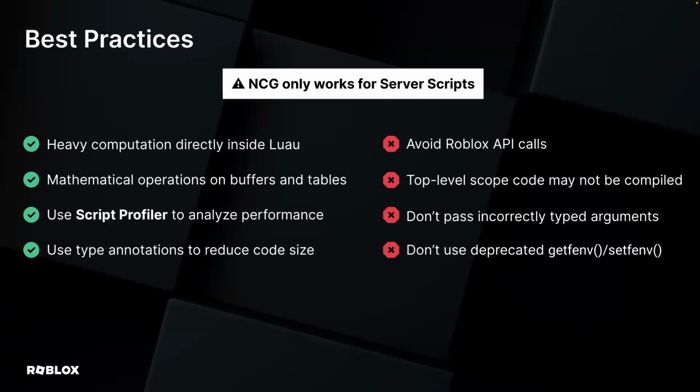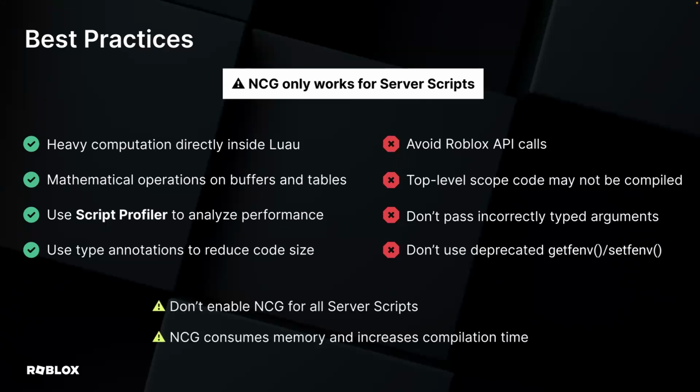Avoid passing improperly typed parameters to typed functions, for instance, calling math functions with non-numeric arguments, because this will revert to interpreted execution. Similarly, avoid using deprecated functions such as getfenv and setfenv, because it will again fall back to interpreted execution. And as discussed in the demo, you can always use the script profiler to check if a function is executing natively or not, because if one of these factors is triggering de-optimization.